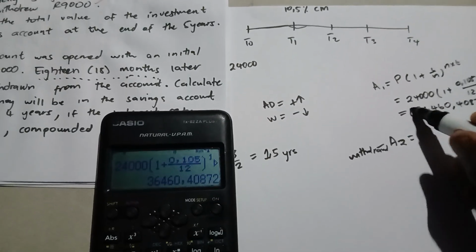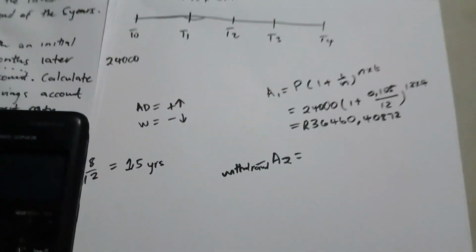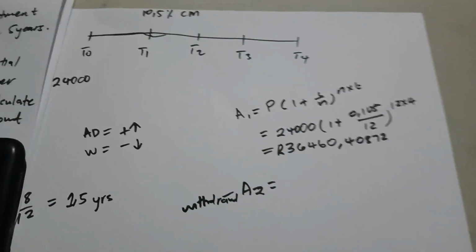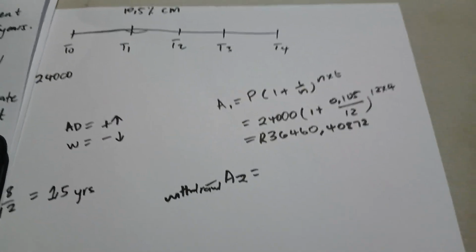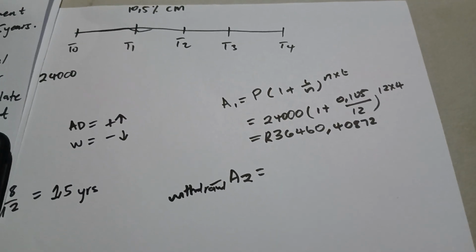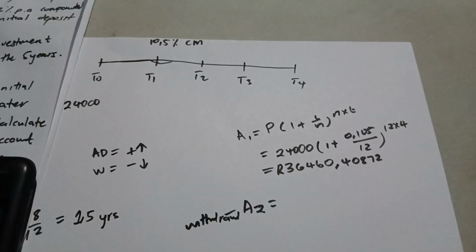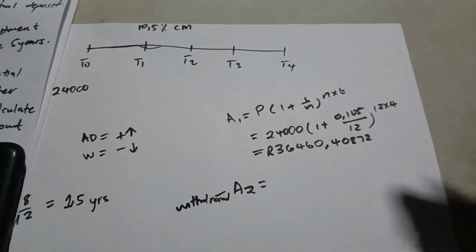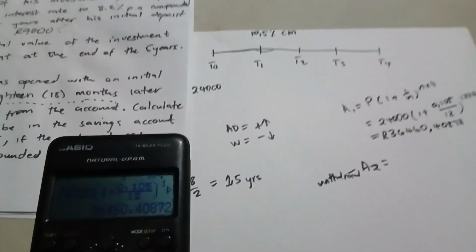Now, here is the amount of money that Mohau was going to get after 4 years. But unfortunately, circumstances happen. Unplanned, unforeseen circumstances, they happen. So I had to withdraw 7,000 into the account 18 months later.